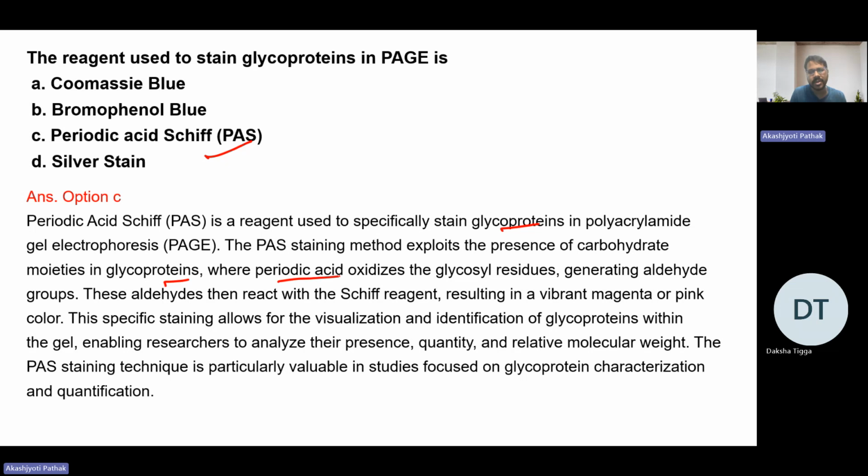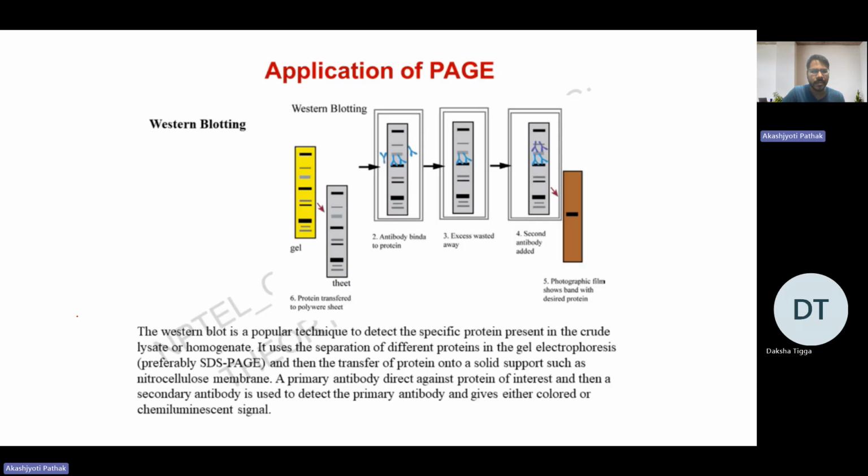This periodic acid is HIO4, I think. So periodic acid oxidizes the glycosyl residues, generating aldehyde groups. The aldehyde reacts with Schiff reagent and a vibrant magenta or pink color is observed. Okay, remember this. Now, an application of PAGE is that you can do a Western blot.